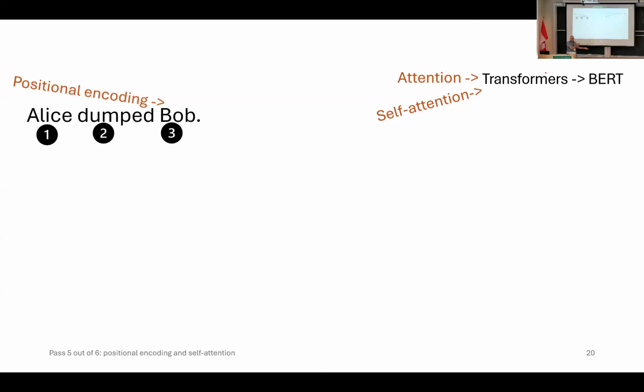And apparently, back then in the dark ages of language modeling, people didn't do this. In RNNs, the embeddings were just based on the words, or in n-grams or word2vec, we would just embed Bob. So we shouldn't be surprised that the model cannot tell apart the two sentences, Alice dump Bob and Bob dump Alice.